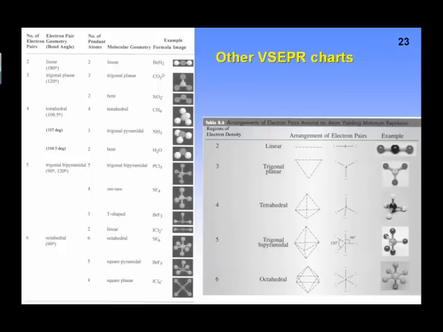Here are two more very similar charts. There are a couple of extra shapes in this first one, but notice that the second one is very much like the one that we just looked at in detail. So if that first one doesn't work for you, here are two other versions of kind of the same thing. And again, they give you the three-dimensional picture too, which helps a little bit.